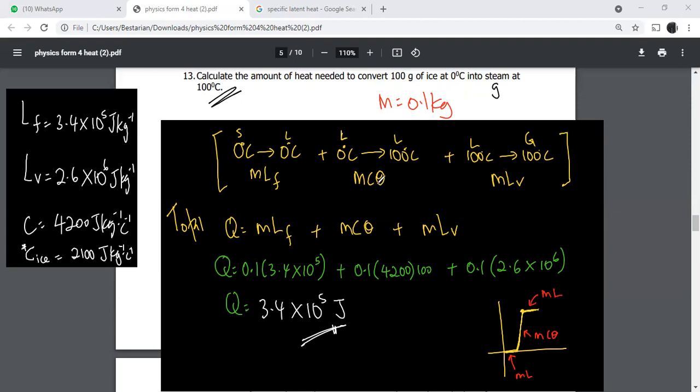So ml plus mc theta plus ml. Mass is 0.1 kg. Latent heat of fusion must be used because it's changing from solid to liquid. Mass is 0.1 kg, given. Specific heat capacity of water is 4200. Temperature increases from 0 to 100, then 0.1 kg, the same mass, and this is the specific latent heat of vaporization. So you get your final answer, 3.4 times 10 to the power 5 joules.